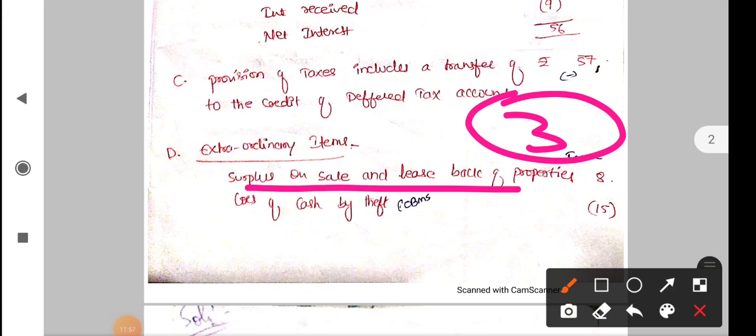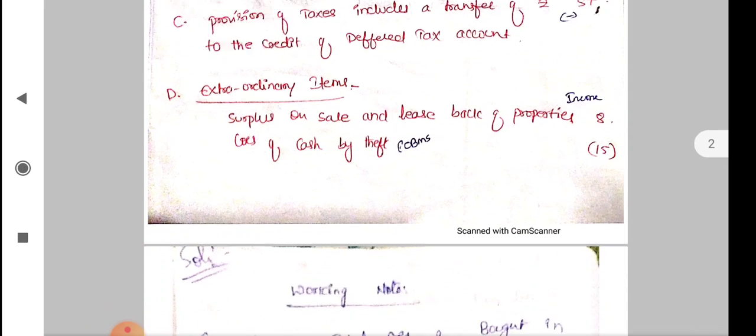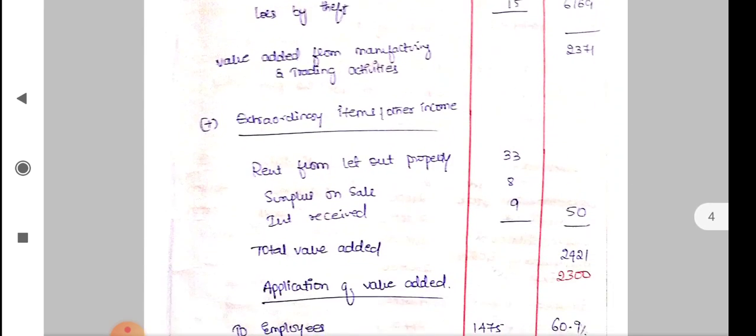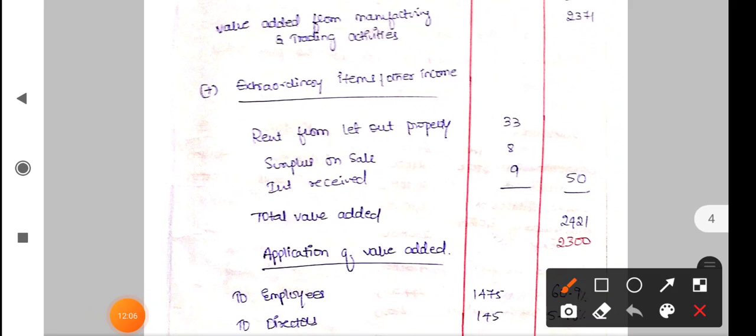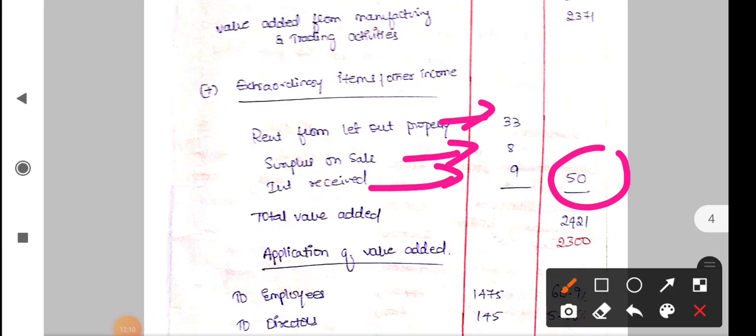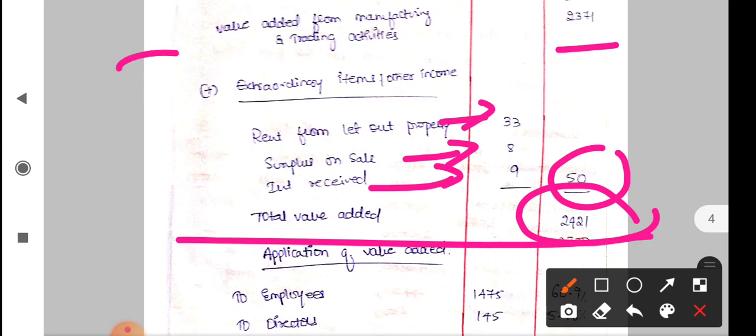So rent is 33, surplus is 8 and interest received is 9. We have to show this in other income. So the total is 50. We have to add this to the value added from manufacturing and trading activities. So the total value added will become 2,421. 2,421 is the total value added. Here completes our step number 1, that is the value added statement.